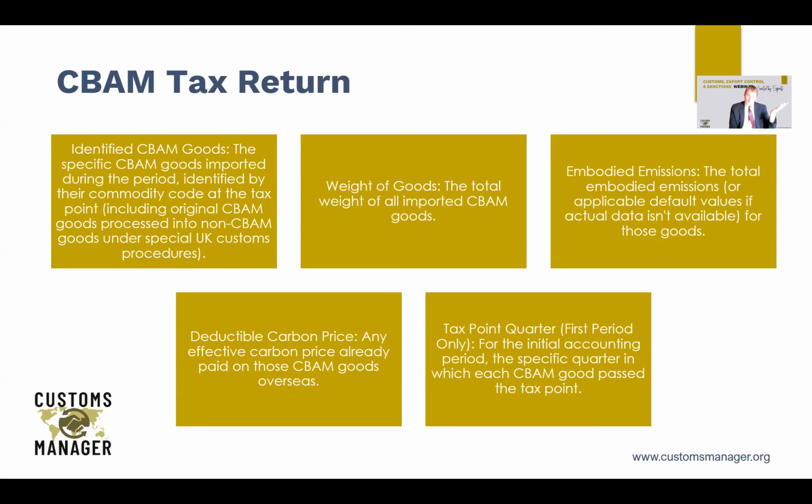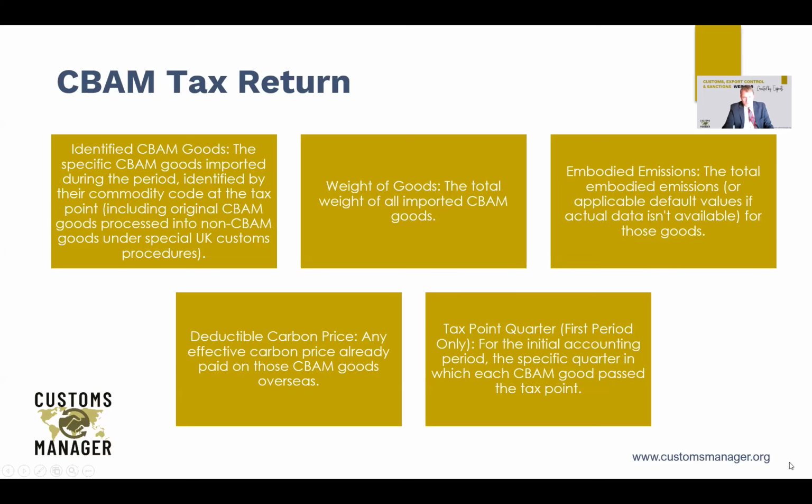We also need the weight of the goods, the total weight of all imported CBAM goods, which we know by customs declaration. The embodied emissions, the total emissions that are applicable. Then we can deduct the carbon price, as I mentioned. Any effective carbon price already paid in those CBAM goods overseas can be deducted. And then we need to talk about the tax point. For the initial accounting period, the specific quarter in which CBAM goods passed the tax point.